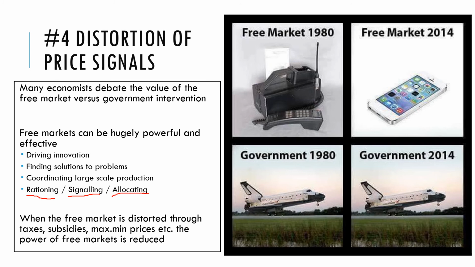And when this process is distorted, when the free market is inhibited through things like taxes or subsidies or maximum prices or minimum prices, the power of the free market to provide these solutions and innovation and coordination is reduced. And so some economists argue that any government intervention will lead to government failure because it will distort the free market. And in fact, governments should really not be trying to intervene actively at all. They should just be focused on making sure that free markets can freely operate.